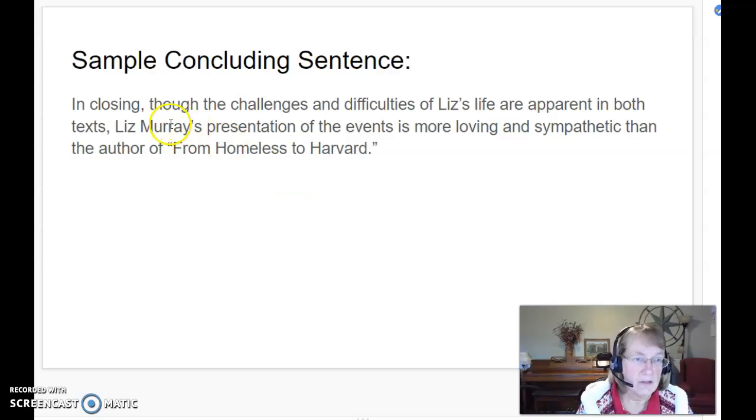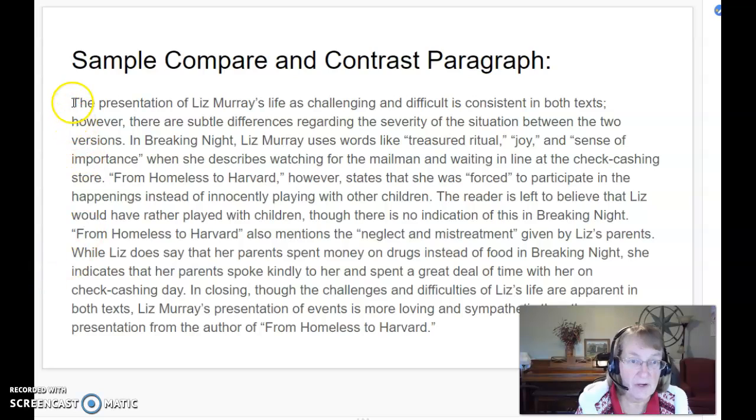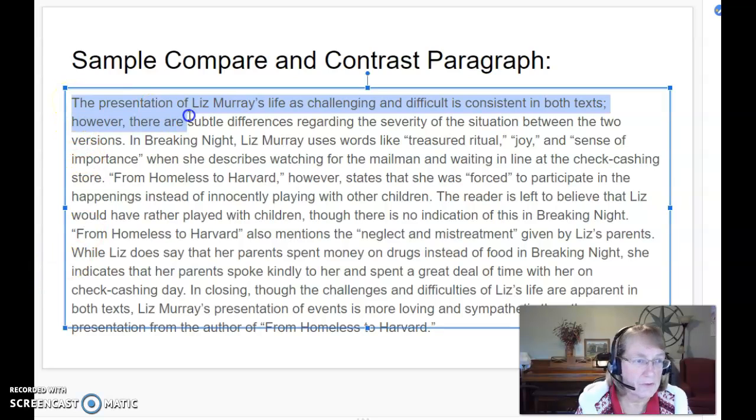In closing, though the challenges and difficulties in Liz's life are apparent in both texts, Liz Murray's presentation of events is more loving and sympathetic than the author's presentation from Homeless to Harvard. So there's a good starting point. You can rework that to make it your own. And then I would just go through and remind them that they should be working on their paragraph. I've got a sample paragraph to show you, and I want to just point out the different parts. So first of all, we have our topic sentence.